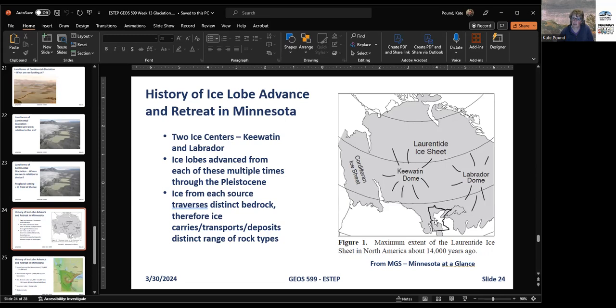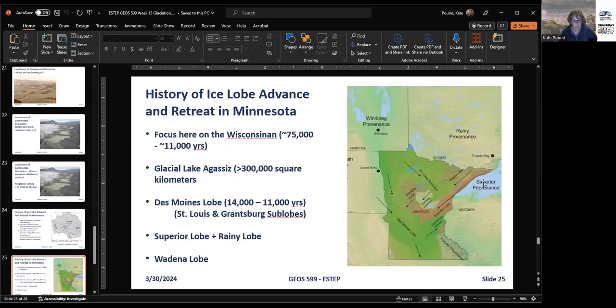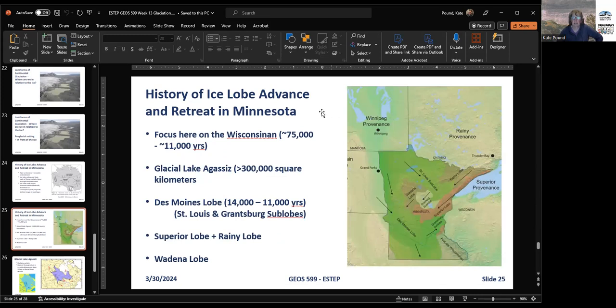So when we look at the glacial sedimentary record in Minnesota, we can identify deposits that were derived from the northwest versus deposits derived from the northeast. So let's take a little look at this. We are going to focus, as I mentioned before, on the Wisconsin. And essentially that represents the time chunk from 75,000 years ago to 11,000 years ago.